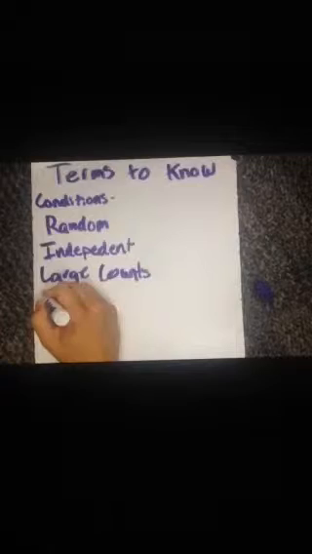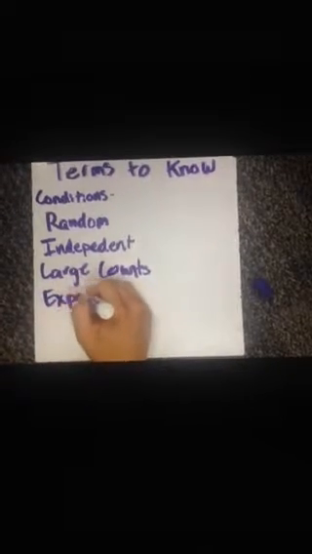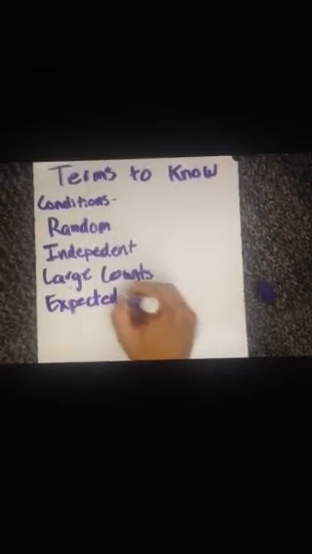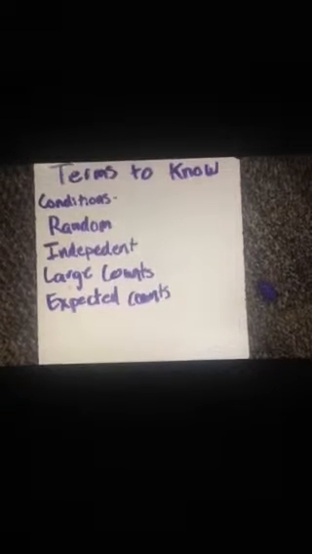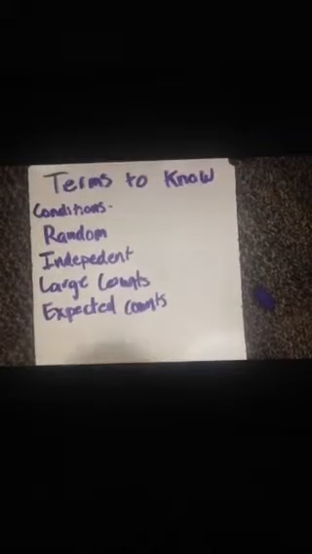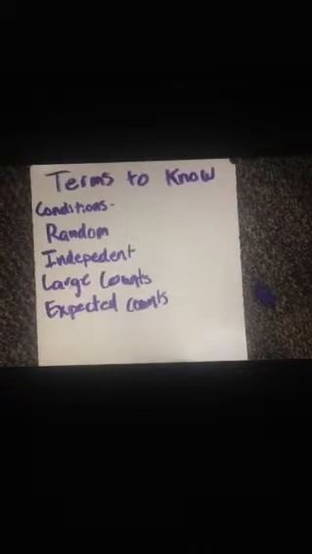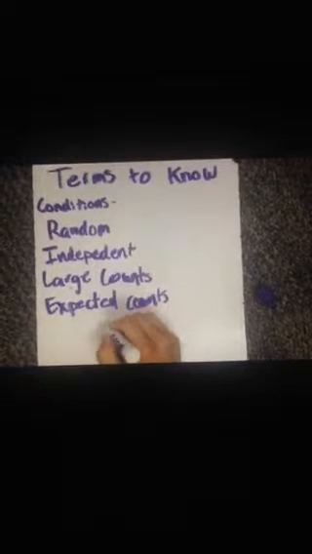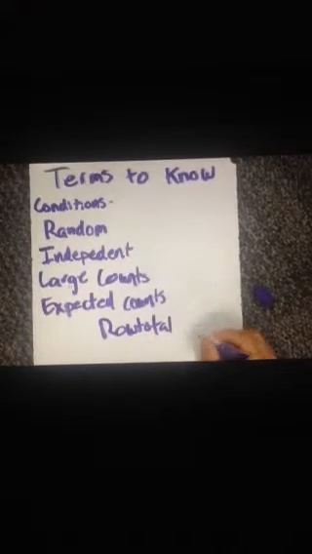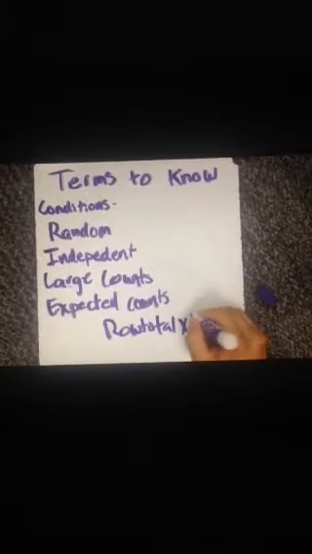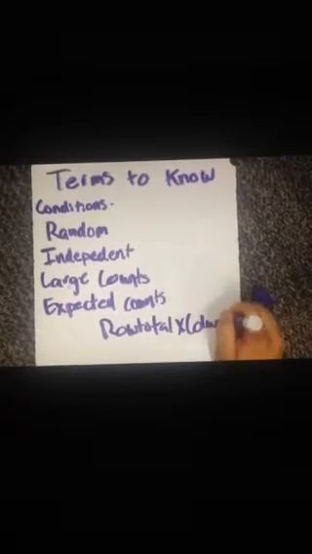The next term to note is expected count itself. When trying to find out the expected counts, you need to go to the rows and columns of the table that's given and use the following equation to figure out for each variable what the expected count should be. It's row total times column total over table total.